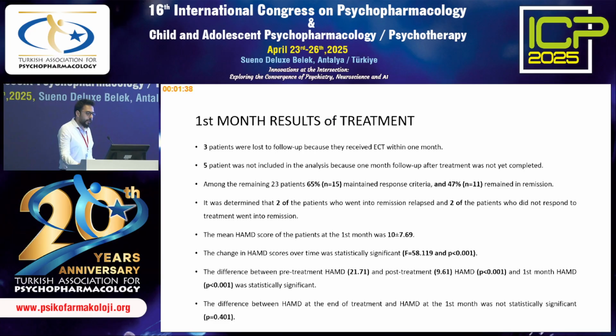The first month results of the treatment show that 3 patients were lost to follow-up because they received ECT within 1 month. 5 patients were not included in the analysis because the 1 month follow-up after treatment was not yet completed. And it was determined that 2 of the patients who went into remission relapsed, and 2 of the patients who did not respond to treatment went into remission.